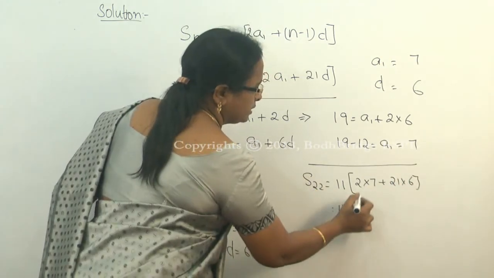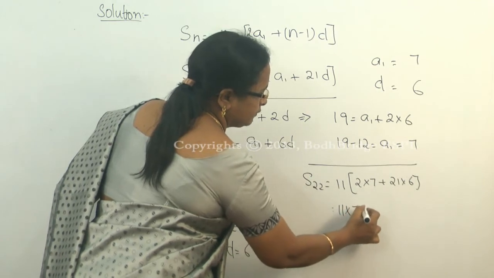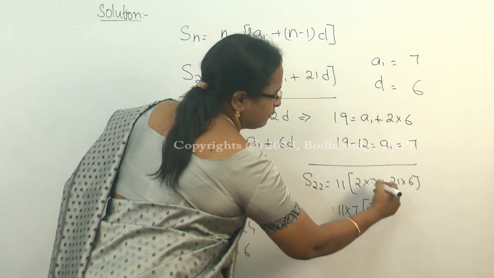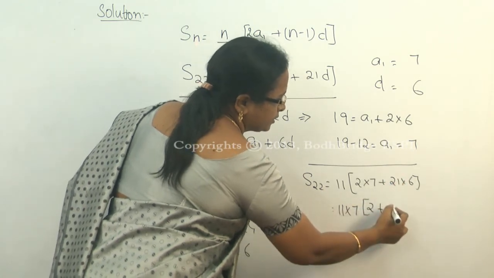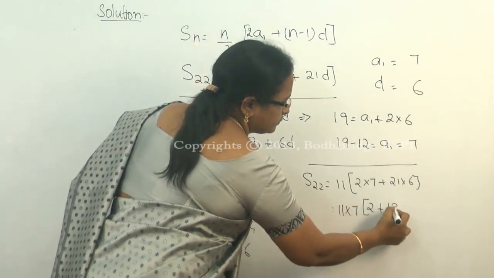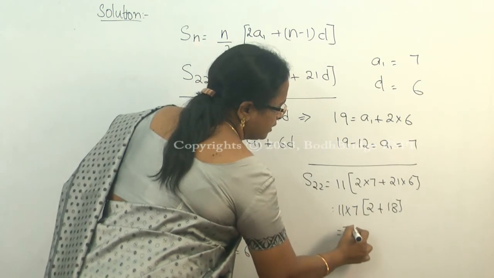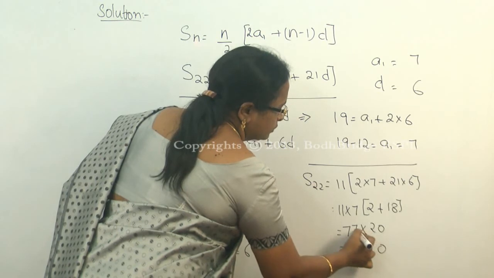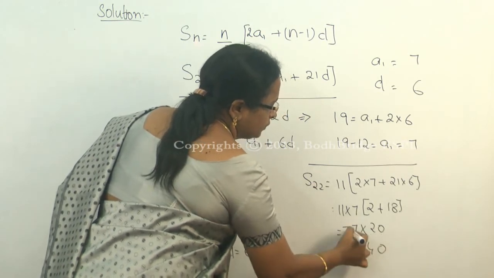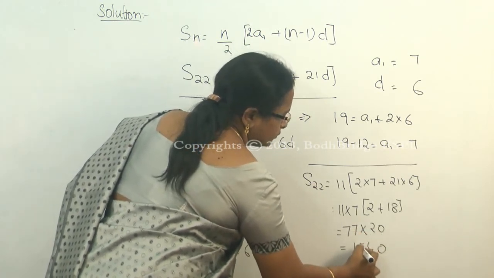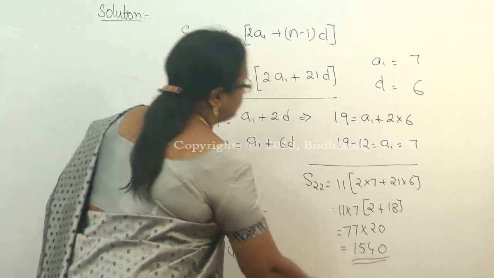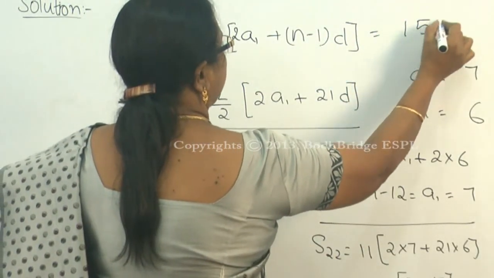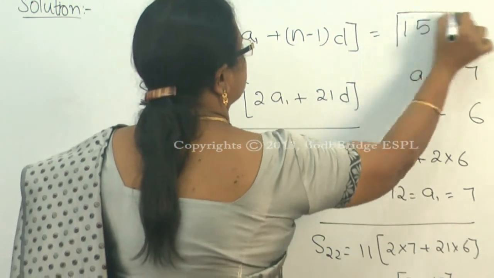11 times, 7 is common in both, so remove the 7 from here. So what balance you have is 2 plus this 7. If you take out, balance is 3. 3 into 6 is 18. So this is 77 into 20. 2 into 7 is 14, 1 balance. 2 into 7 is 14 plus 1, 15. So the answer is 1540. So here 1540 is the answer.